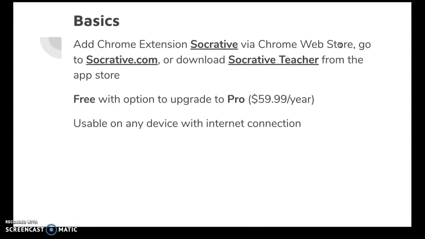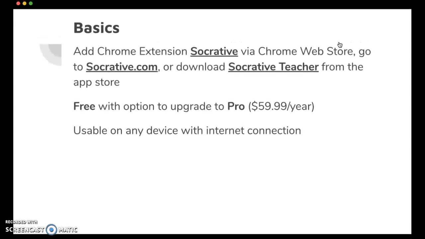To get you started, there are 3 ways you can access this. You can add it as a Chrome extension, which essentially creates a shortcut to the website socrative.com, or you can download the Socrative Teacher app from the App Store. This is great if you're going to use it on a cell phone or a tablet. They do have a free option, but you can also upgrade to the Pro with a lot of extra features. I will be showing you how to use the free version today. And this is usable on any device that has an internet connection or data. You can use a cell phone, tablet, laptop, whatever you have access to.